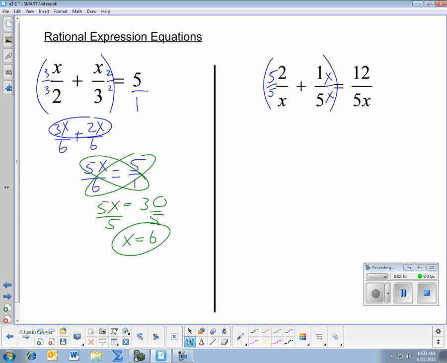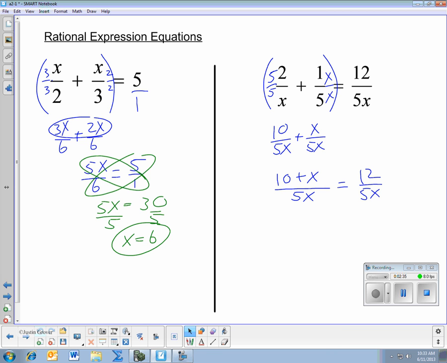And so that will ultimately give you 10 over 5x plus x over 5x. Now I'm adding the numerators, but 10 and 1x are not like terms, so I can only leave it 10 plus x over 5x. I can't add or subtract unlike terms. And that's going to equal 12 over 5x, which is already a single fraction. Now it is a proportion.